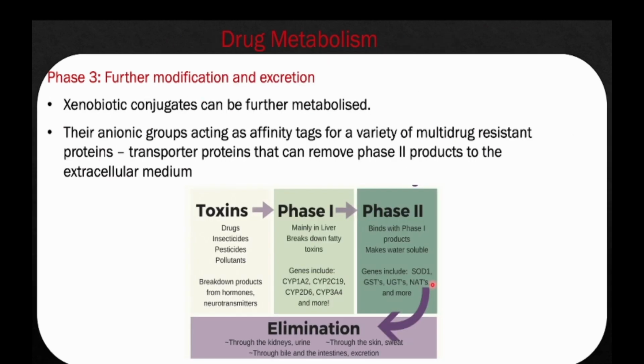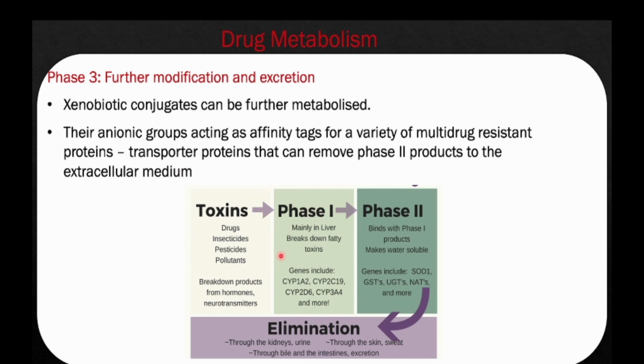Phase 3 is further modification and excretion. The xenobiotic conjugates can be further metabolized, and the anionic group acts as an affinity tag for a variety of multi-drug resistant proteins. These are transporter proteins that can remove phase 2 products to the extracellular media. The toxins include drugs, insecticides, pesticides, pollutants, breakdown products from hormones, and also neurotransmitters.